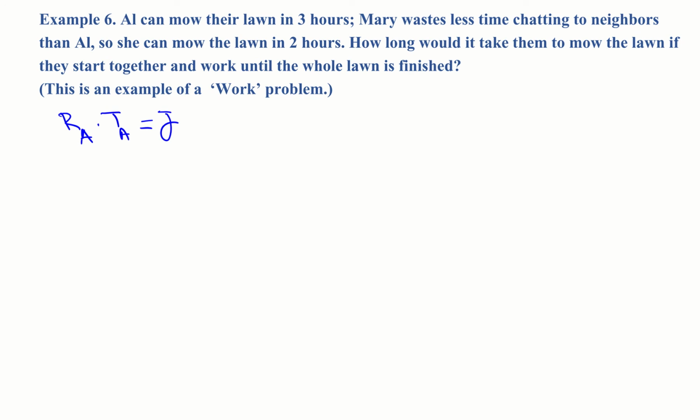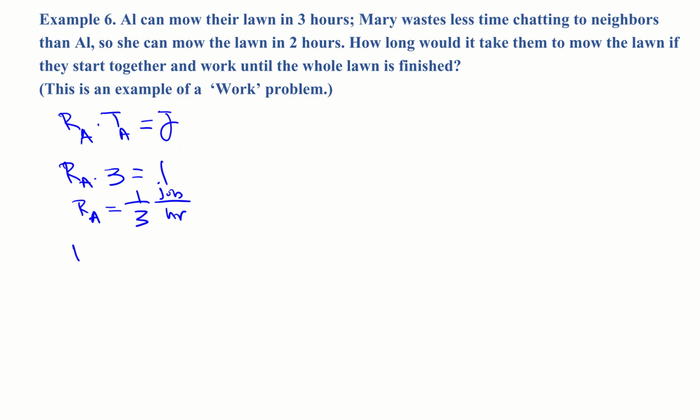So we know that Al does the whole job in 3 hours, right? So if we put 1 for the entire job, that gives us the rate for Al. The rate for Al is 1/3, okay? That means 1 job per 3 hours, right? So what does that mean? That means Al does 1/3 of a job per hour. That's what's considered to be Al's rate.